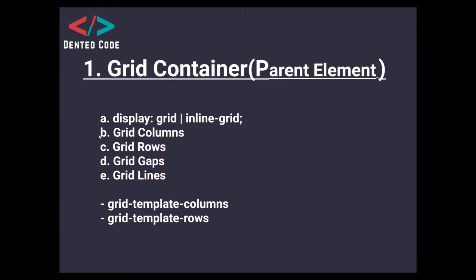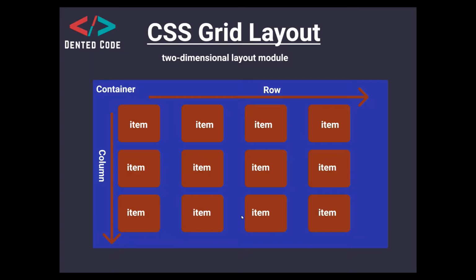And then we will look into grid columns, grid rows, grid gaps, and grid lines. Once we start writing the grid layout, we will use grid template columns to specify how many columns we need, and grid template rows to specify how many rows we're going to need, and we can control them and resize them as per our need. So this is the 2-dimensional layout I'm talking about. You can manage both the rows and columns.